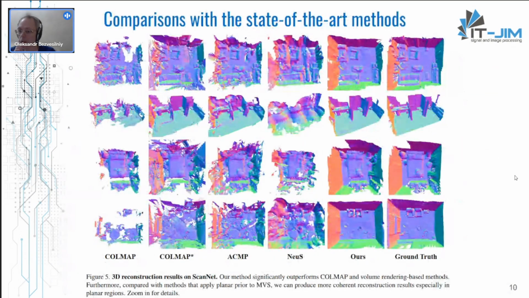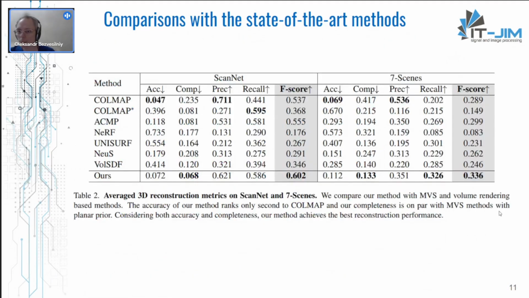And this is the comparison with other methods like COLMAP and COLMAP with planar constraints. There is some such kind of version of COLMAP here, and they say that their method performs much better than any other method. This is table for this comparison for different metrics.